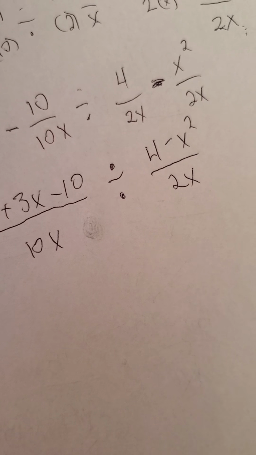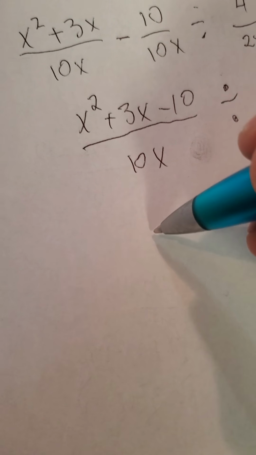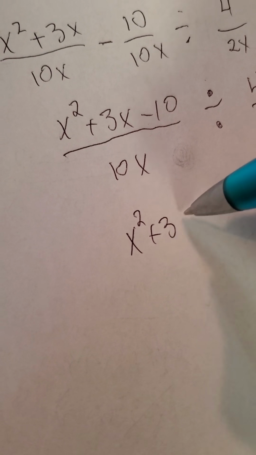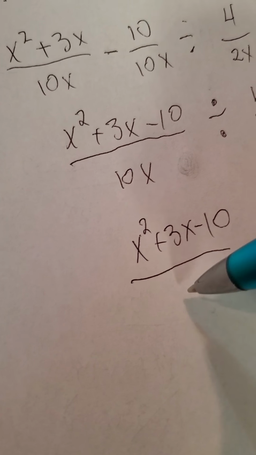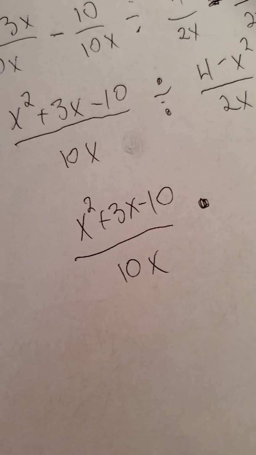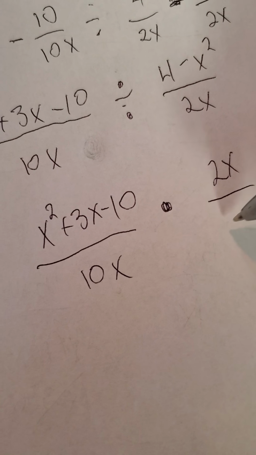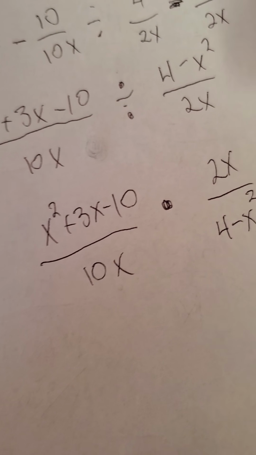Okay? Now, we take a look at the middle, division. So I rewrite the first. I'm going to change this guy into multiplication, and I'm going to swap these two, the numerator and denominator, giving me 2x on top, 4 minus x squared on the bottom.